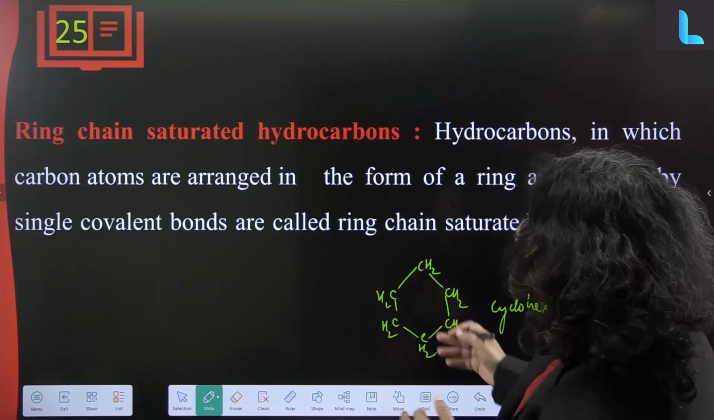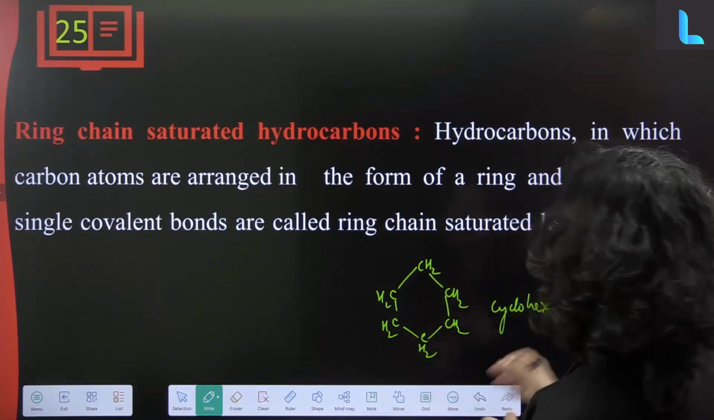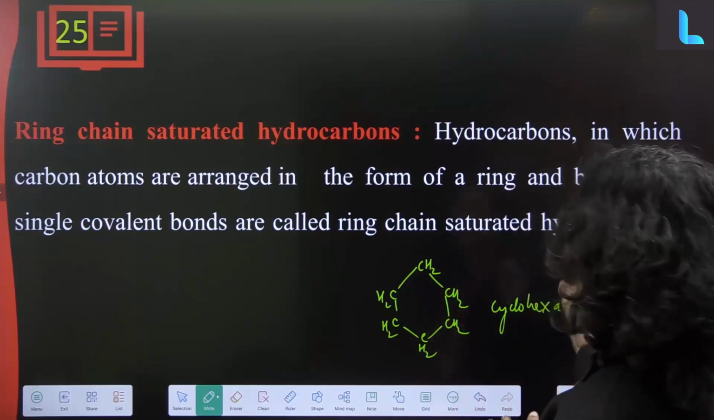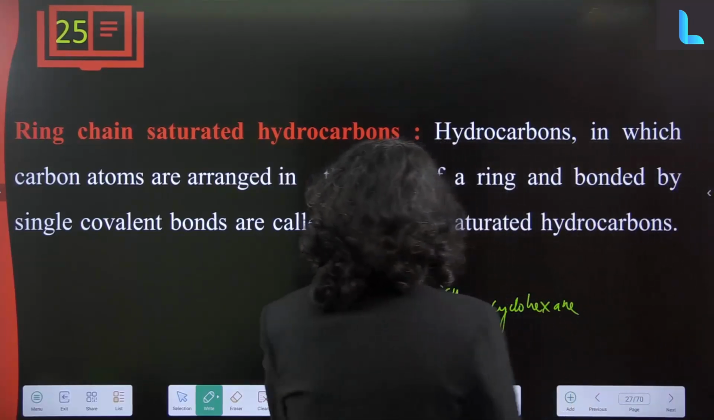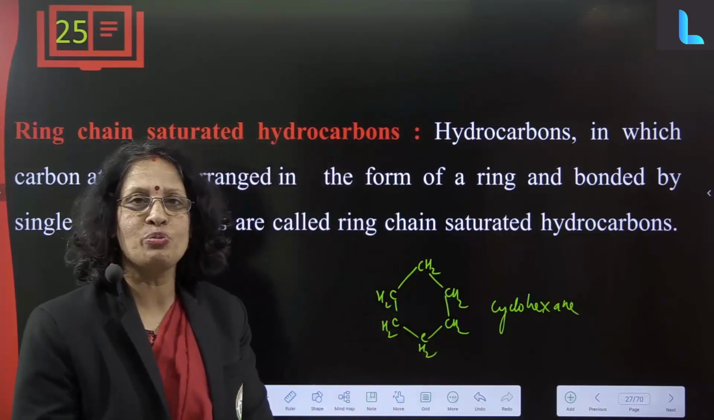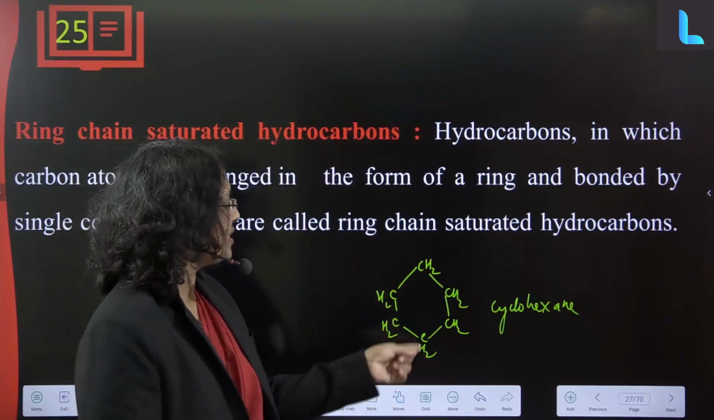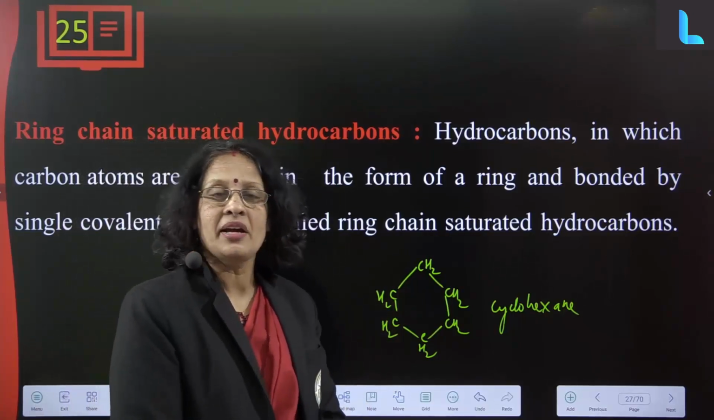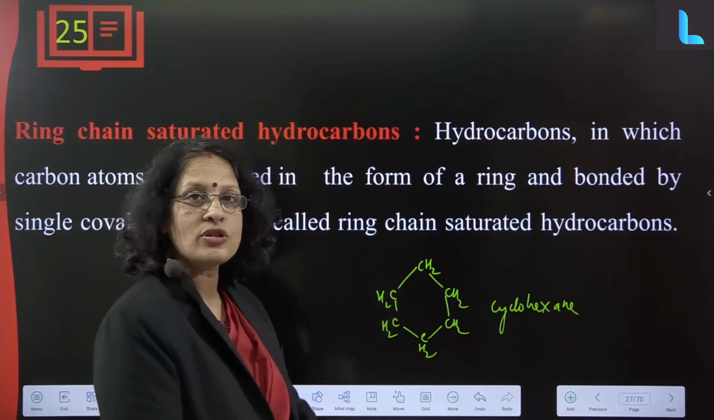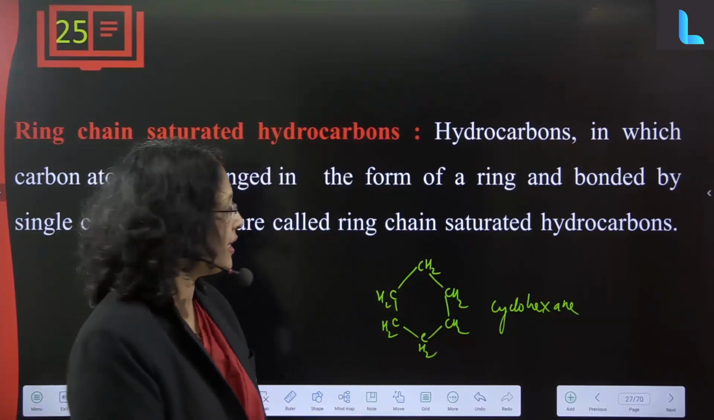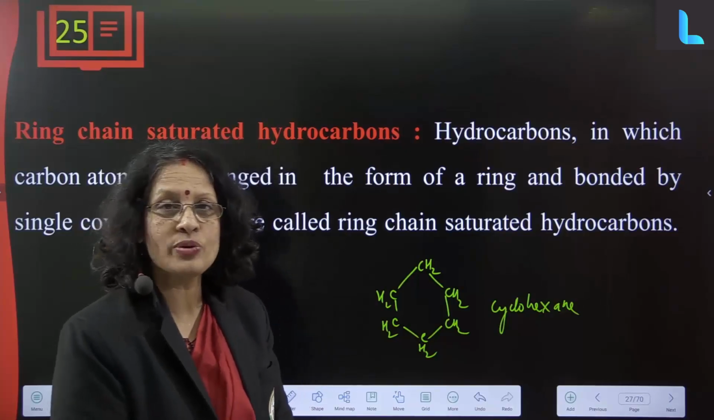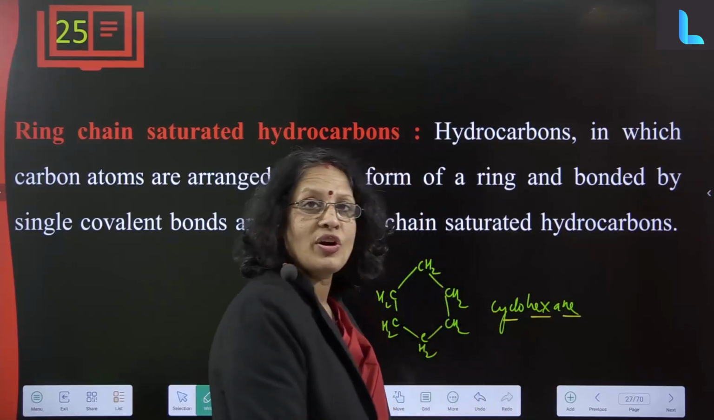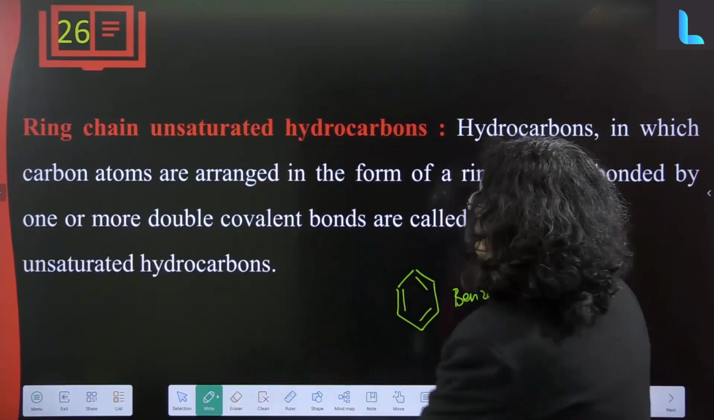Okay. Then ring chain saturated hydrocarbon: a hydrocarbon in which carbon atoms are arranged in the form of a ring and bonded by single covalent bonds. Here, ring doesn't necessarily mean it should be spherical. The first carbon can be directly connected to the last carbon, and it can be any shape. For example, this is a hexagonal structure, a cyclic structure where only single bonds are present. That is why the prefix cyclo is used. Hex is for 6 carbon, and ane is for single bonds present. Like this the structure will be.